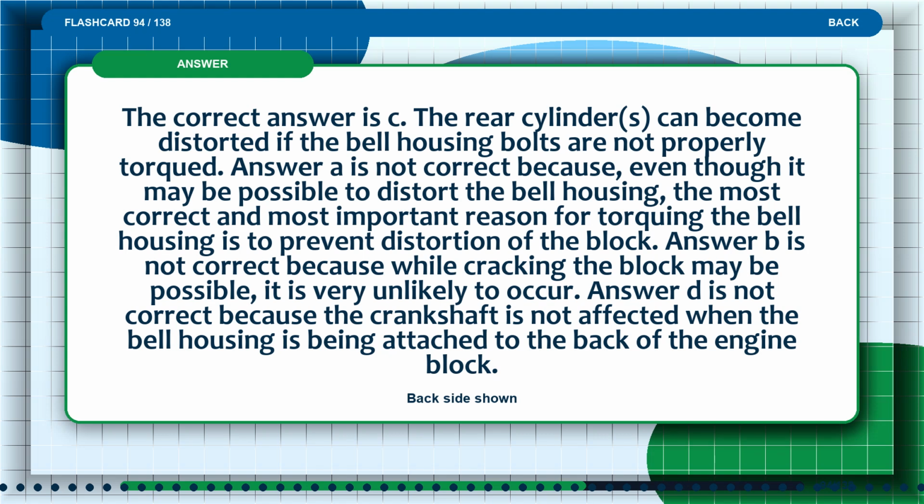The correct answer is C. The rear cylinders can become distorted if the bell housing bolts are not properly torqued. Answer A is not correct because, even though it may be possible to distort the bell housing, the most important reason for torquing the bell housing is to prevent distortion of the block. Answer B is not correct because while cracking the block may be possible, it is very unlikely to occur. Answer D is not correct because the crankshaft is not affected when the bell housing is being attached to the back of the engine block.